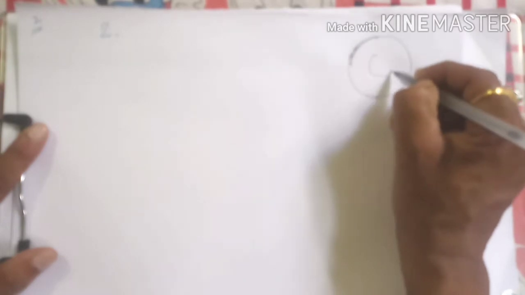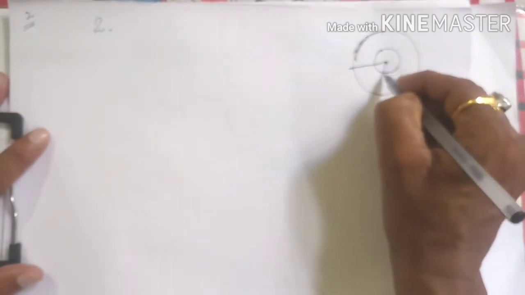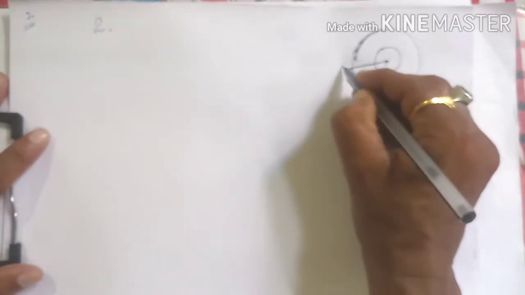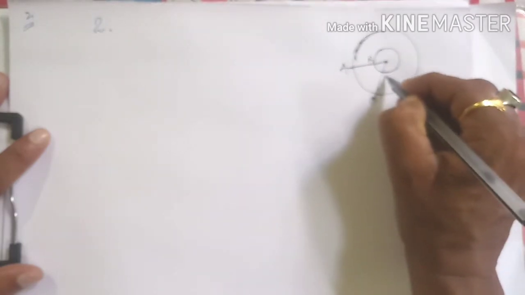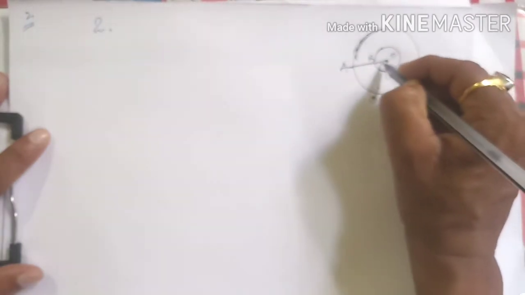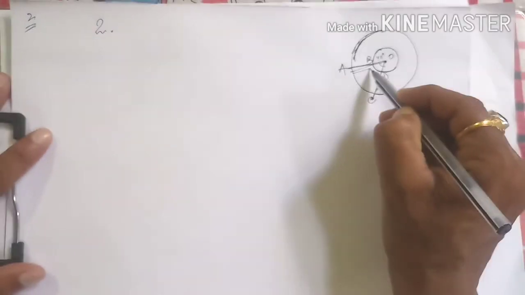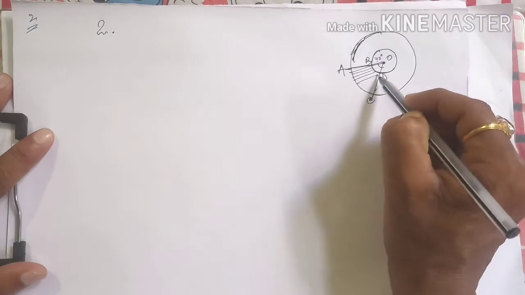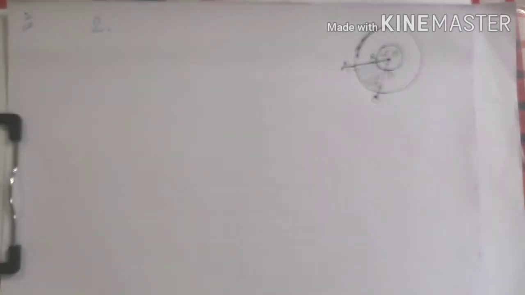Two concentric circles. And it is A, C, B, D, O, and it is 40 degree, and the shaded part is this part. This part is the shaded region. You have to calculate the area of this part. So how can you calculate?